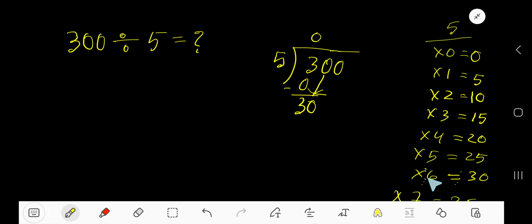5 goes into 30 actually 6 times. Write 6. 6 times 5, that gives you what? 30. If you subtract, you are getting 0. Bring down this 0.